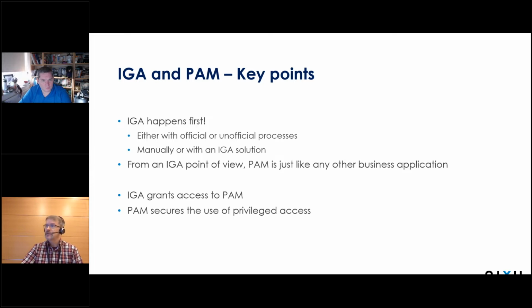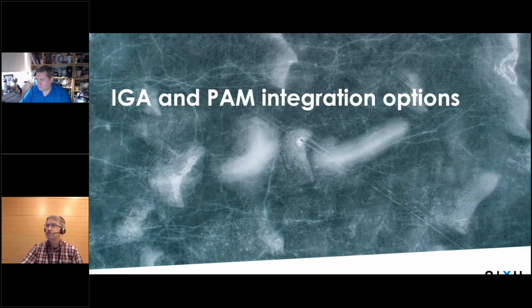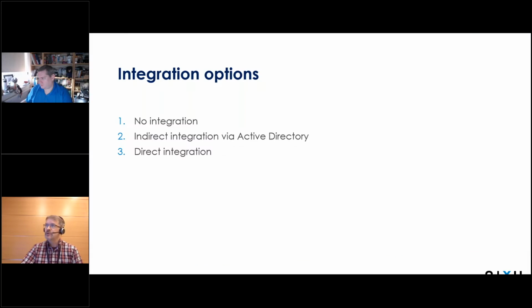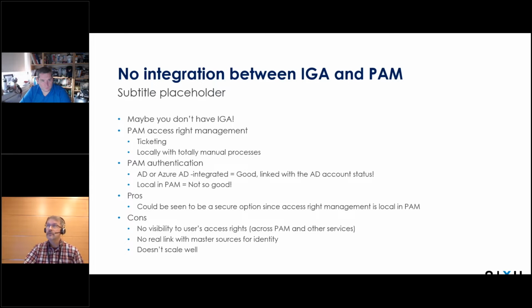So that's exactly right. Then to the integration options. We've got three of them, and the first one is a little bit weird because it says no integration. I'll get to that in a minute. And then the two other ones are, first of all, indirect integration by using the on-premises Active Directory, and then the third one is a direct integration. So let's just go through these three options. So first of all, what does it mean when we say no integration?